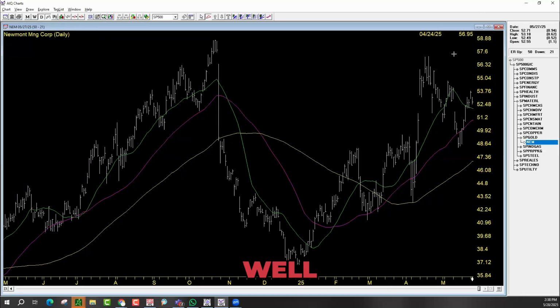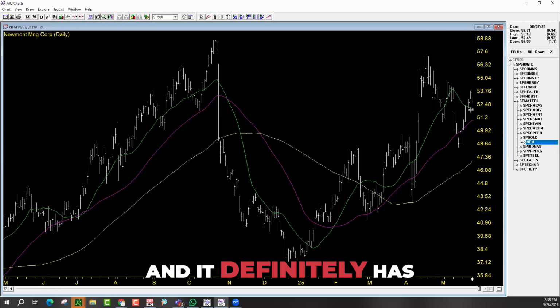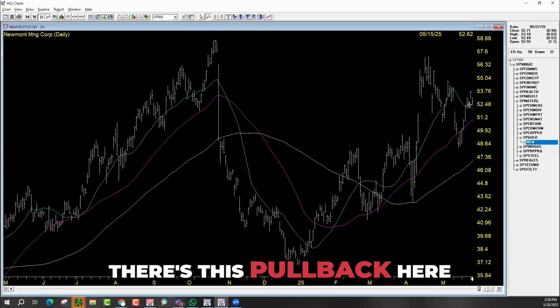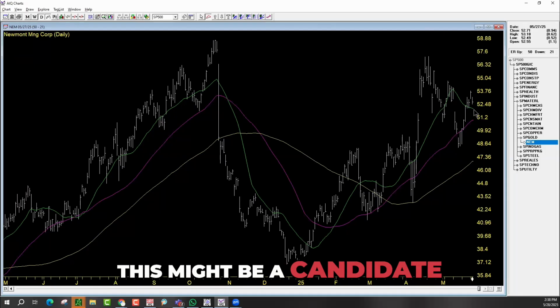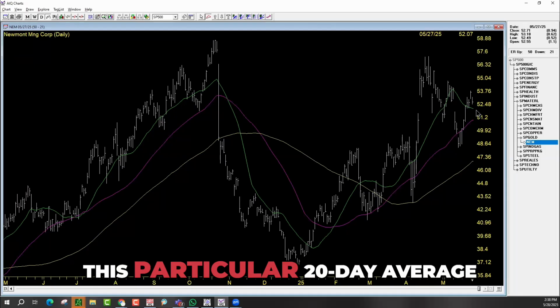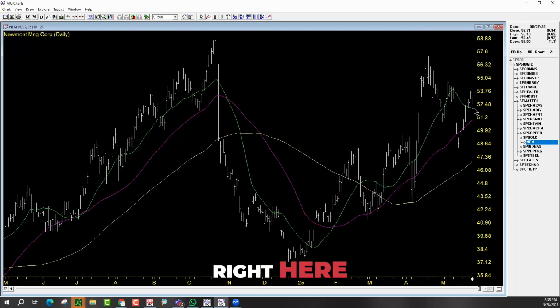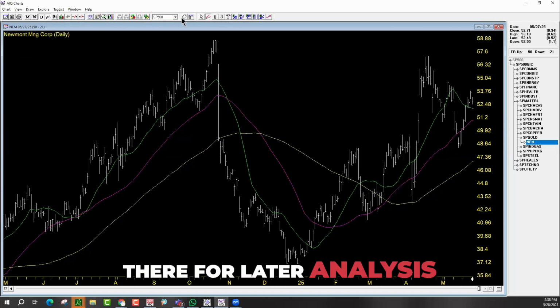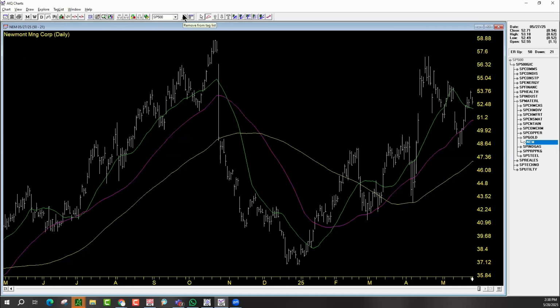So what do we think of that group? Well, the stock itself has been in a good trend up, and the trend has been accelerating, and it definitely has been accelerating. There's this pullback here. This might be a candidate when it hits this particular 20-day average right here. But for the moment, I'll just tag it and pop it up there for later analysis.